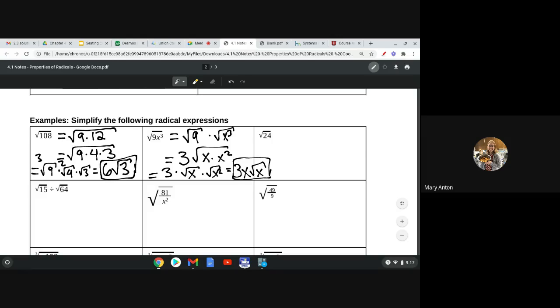What questions do we have so far? Kind of a lot. Where'd the square root go? The square root of x squared is just x.